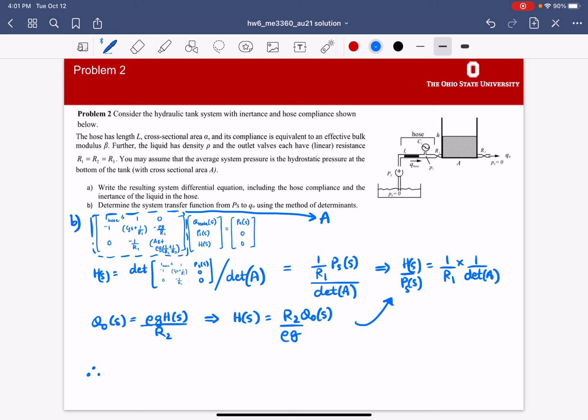Thus we finally would have Q naught S by PS is equal to nothing but rho G on top, R1 R2, times 1 by determinant of A. So there you have it. That is our final answer for part B.